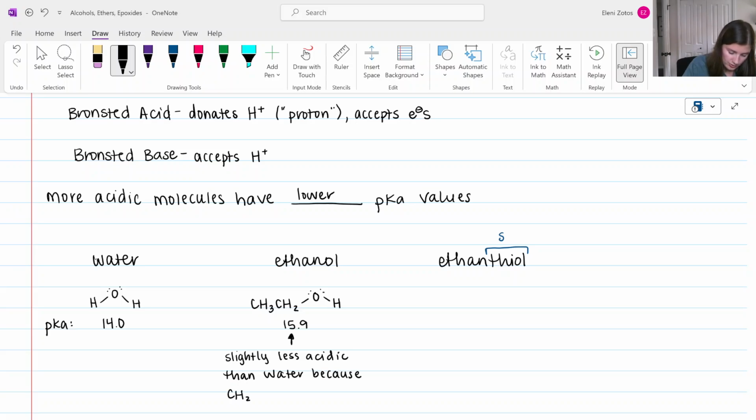Because CH2CH3 is an electron donating group. Now let's compare ethane thiol. So we have the ethyl group. Now instead of an oxygen, we have a sulfur.